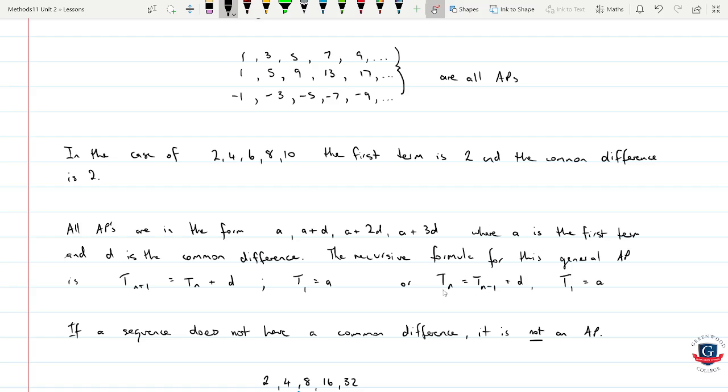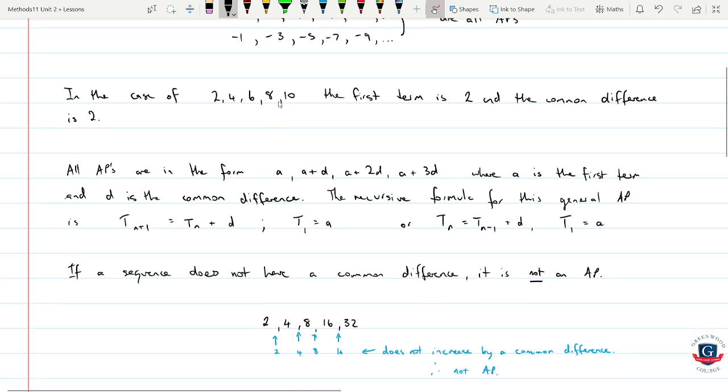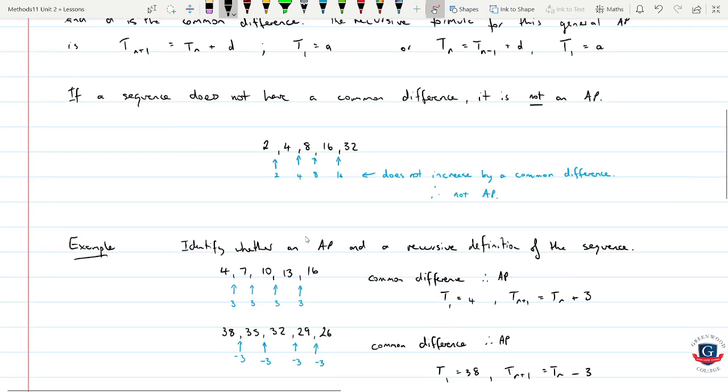Or we could define it as the current term is equal to the previous term plus the difference, where the first term is A. So the current term is equal to the previous term plus 2. So importantly, if a sequence does not have a common difference, it's not an AP. So 2, 4, 8, 16, 32, it's not going up by 2 each time, it's not an AP. In fact, we'll look at this sequence later and see exactly what this is.